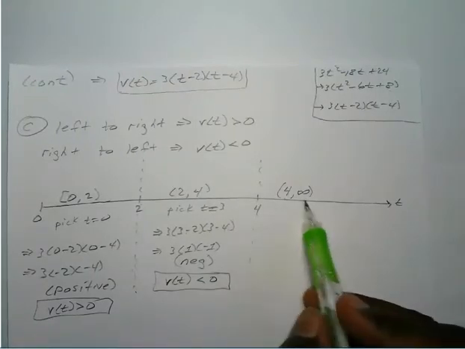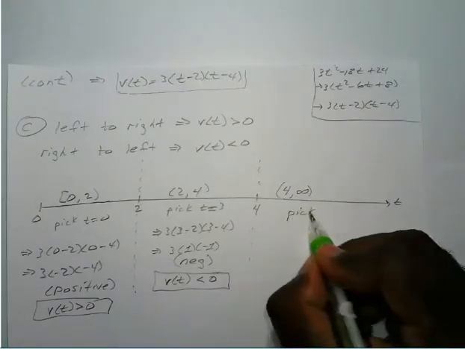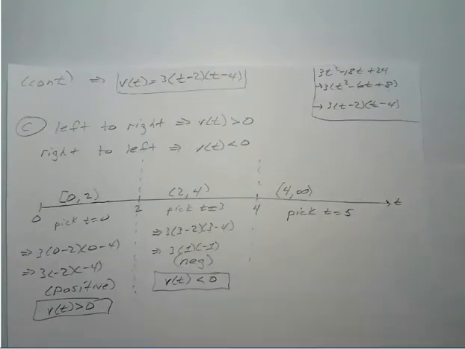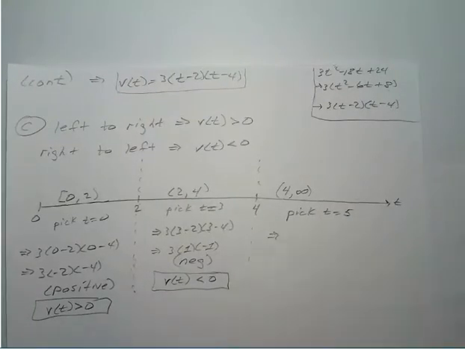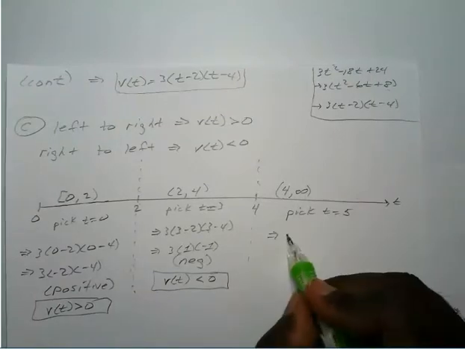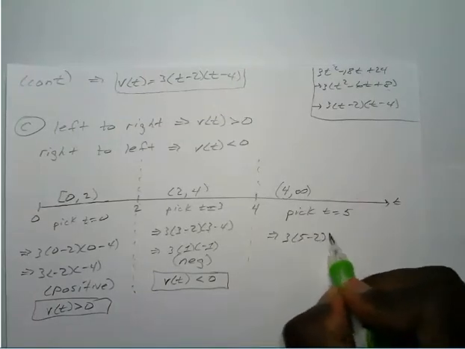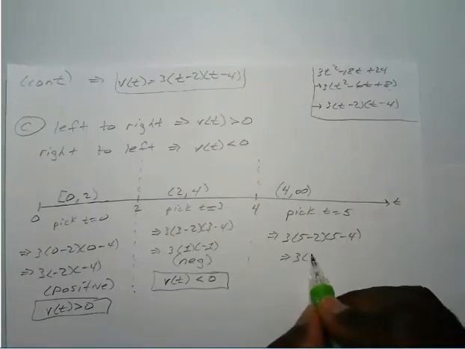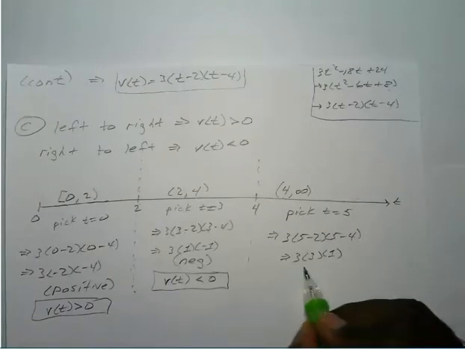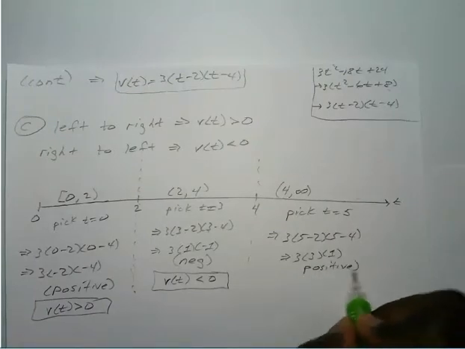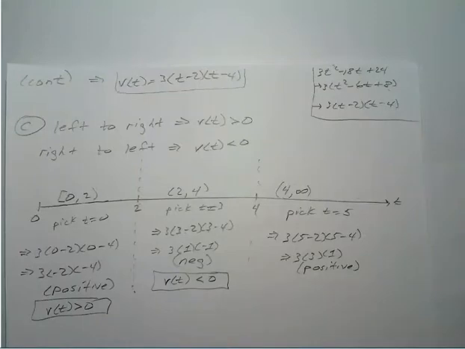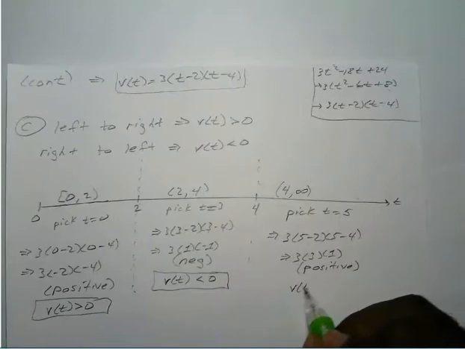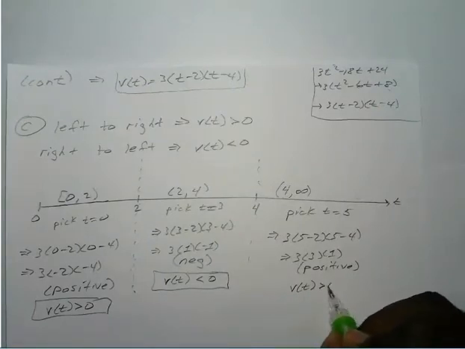Same thing here. From 4, any number bigger than 4, all the way to infinity, keep it simple and pick t equals 5. So we have 3 times (5 minus 2) times (5 minus 4), which is just positive. It gives you a positive number. Since it's positive, we know that our velocity function is greater than 0.